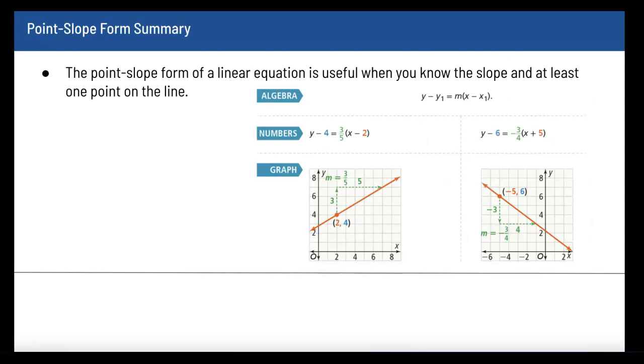To summarize our point-slope form, we know that the point-slope form is useful when you know the slope and at least one point on the line. Algebraically, the general form looks like this: y minus y sub 1 equals m times x minus x sub 1. Again, the x sub 1 and the y sub 1 comes from a point. Those will be numbers. And the m is the slope. So as numbers, here are two examples of what an equation might look like in this form, and the graphs for each one to remind you of how to graph.